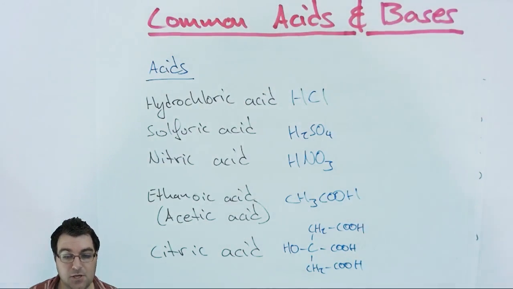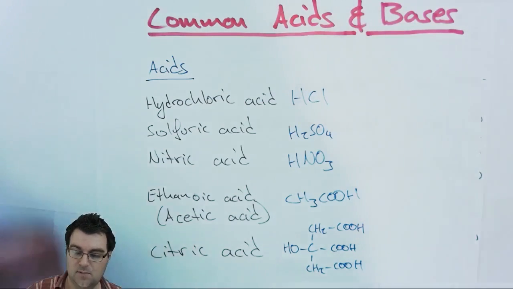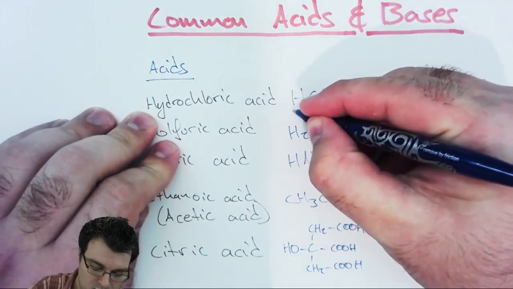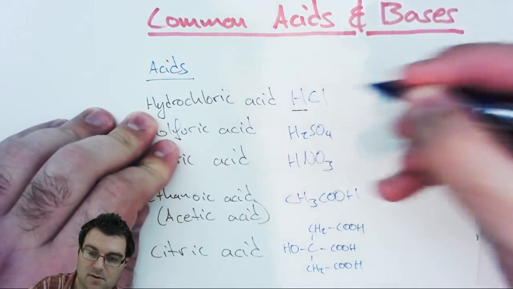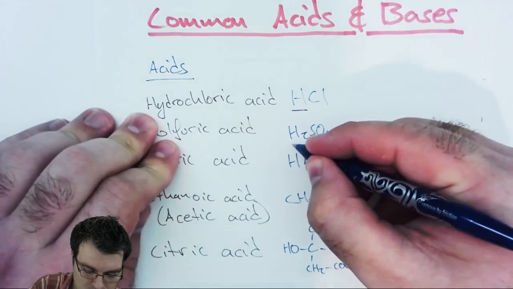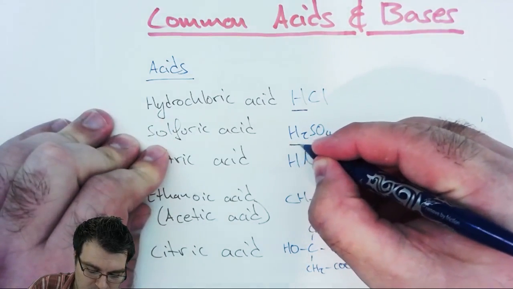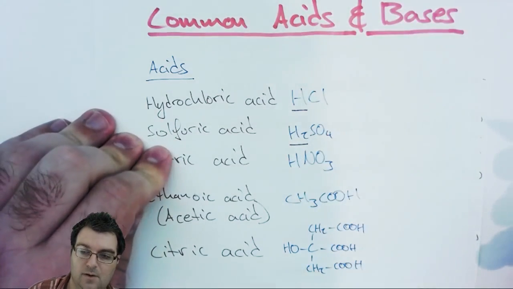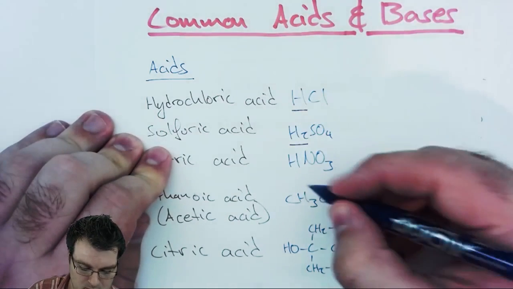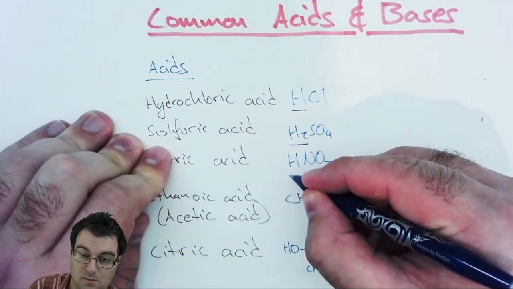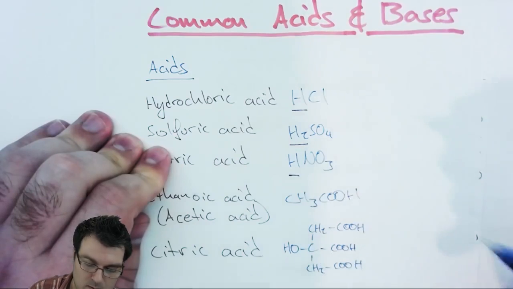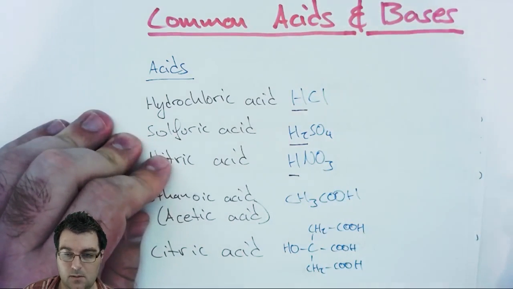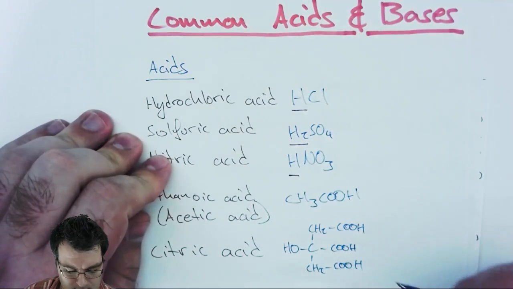Now, in each case of these acids, the hydrogen ions that can be donated, I'm just going to underline those. With HCl, it's pretty straightforward. You've only got the one hydrogen. With sulfuric acid, there are two hydrogen ion groups, which can both be donated. And with nitric acid, there is again the one hydrogen ion.